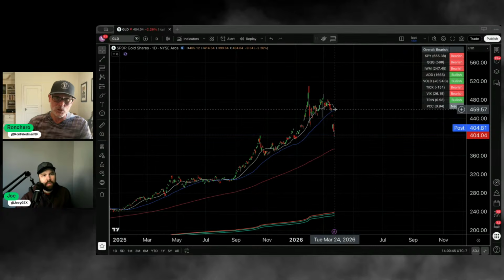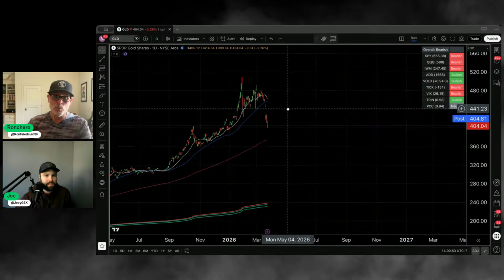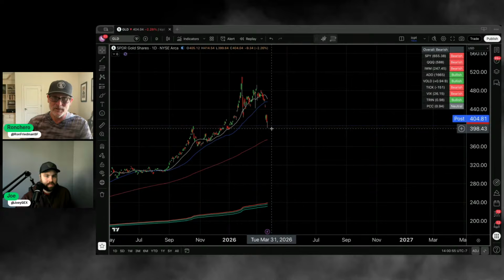You've broken the 20, the 50. The 20 is curling down, the 50 is about to curl down, price is underneath. So it's not behaving well technically. If you had more missiles flying and some really bad news coming out of the Middle East and the conflict in Ukraine, this probably spikes again.